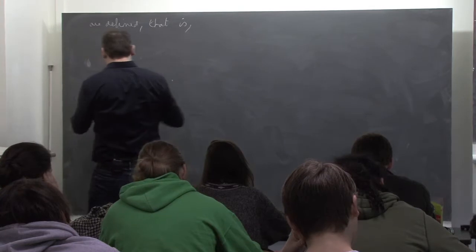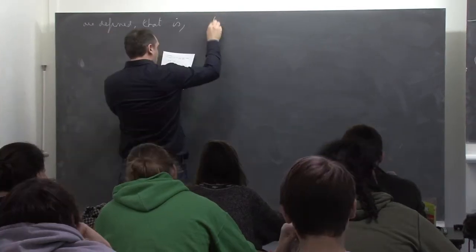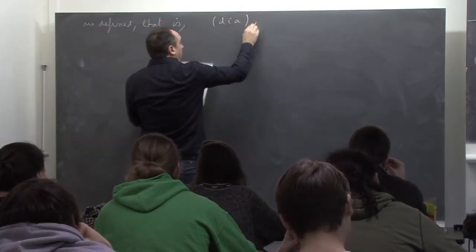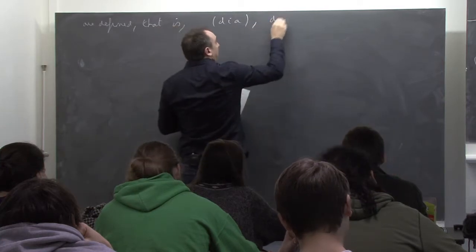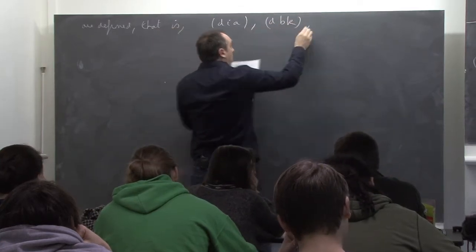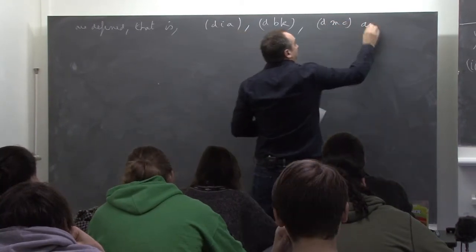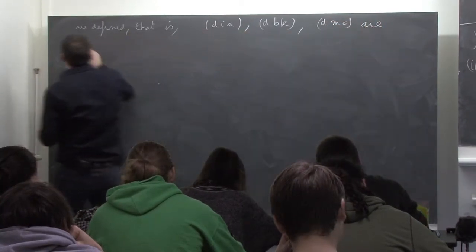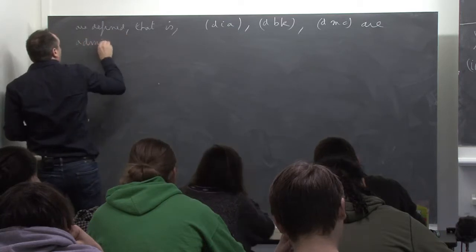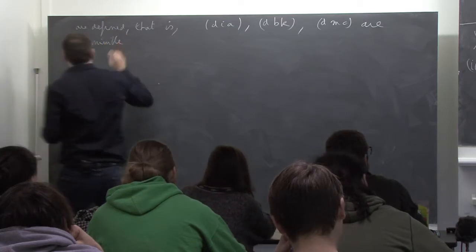So the condition is that DI, DBK, and the DNC are admissible. Okay?